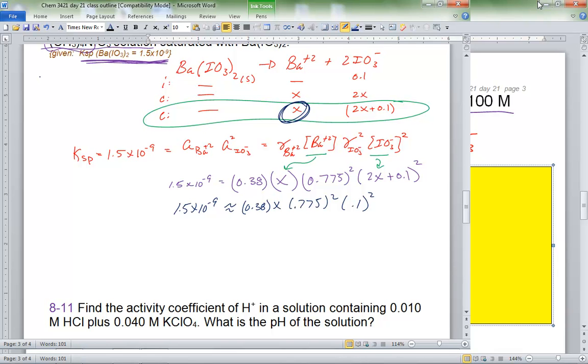So did you get, hopefully, 6.6 times 10 to the negative 7 maybe? Great. Somewhere around 6. Depends on the digits you're carrying, I guess.